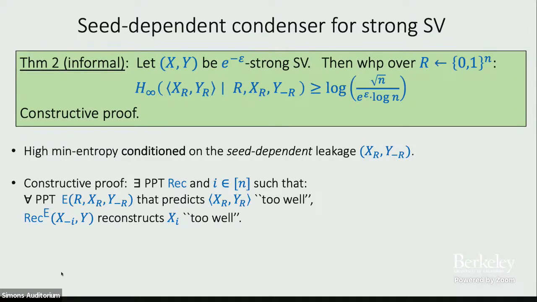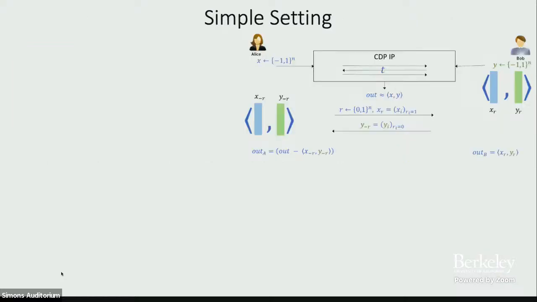And the proof is a constructive proof. We have an efficient reconstruction algorithm, Rec, that given an index i and this leakage can reconstruct a bit of X and Y too well. And this also holds for computationally strong Santha-Vazirani sources. So this is the second theorem we have.